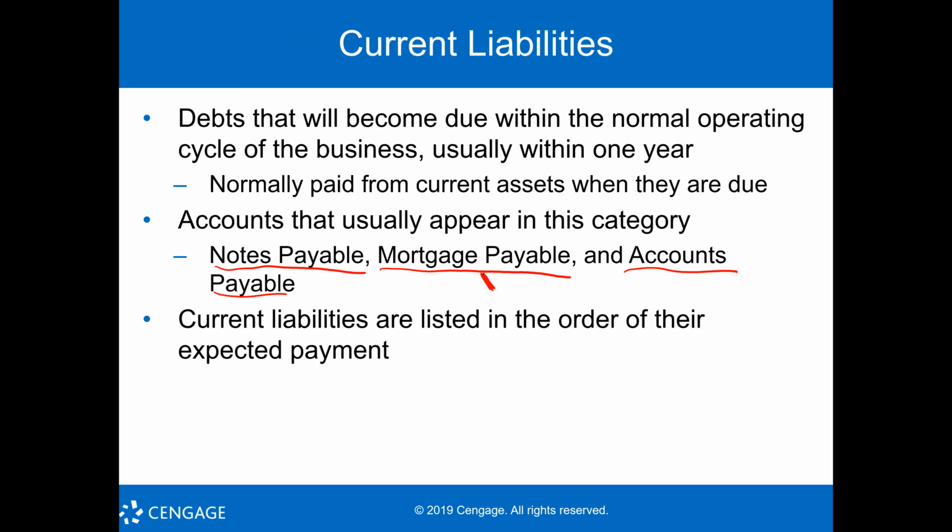Generally speaking, a mortgage is a long-term liability, or a non-current liability, but in the current liability section, we would just list the current portion due within 1 year. Anything above and beyond that would be listed in the long-term liabilities section. Current liabilities are listed in the order of their expected payment.